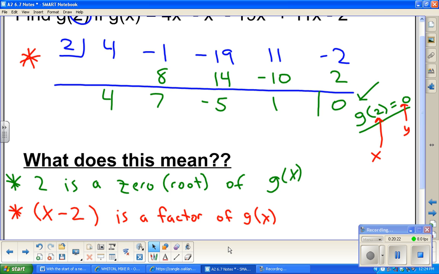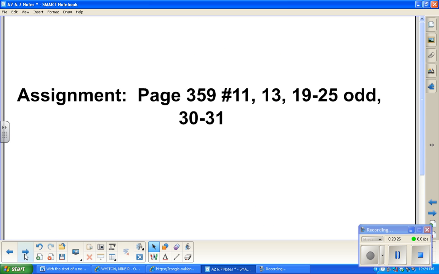For some practice, the assignment is there. I gave some of the odd problems so you guys can check your work. Make sure you show me the steps. I want to see the synthetic process, but feel free to check your answers in the back.